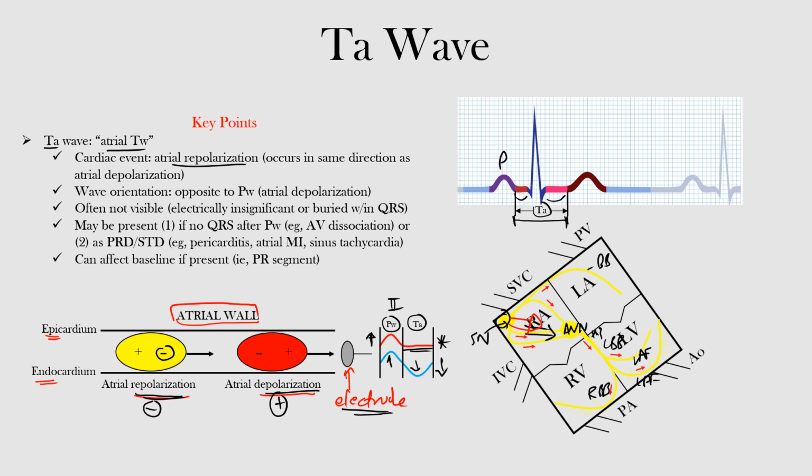Now, one thing to note, and oftentimes you'll see this, is you won't actually see the TA wave because it's buried within our QRS complex, okay? Notice our QRS complex is much larger and it'll overcome that insignificant or at least smaller electrical activity of the atrial repolarization wave, okay? Now, cases in which the TA wave is present would be if there's no QRS after the P wave, such as in AV dissociation, or it may appear as PR depression or ST depression, such as in pericarditis, atrial infarction, or sinus tachycardia, okay?